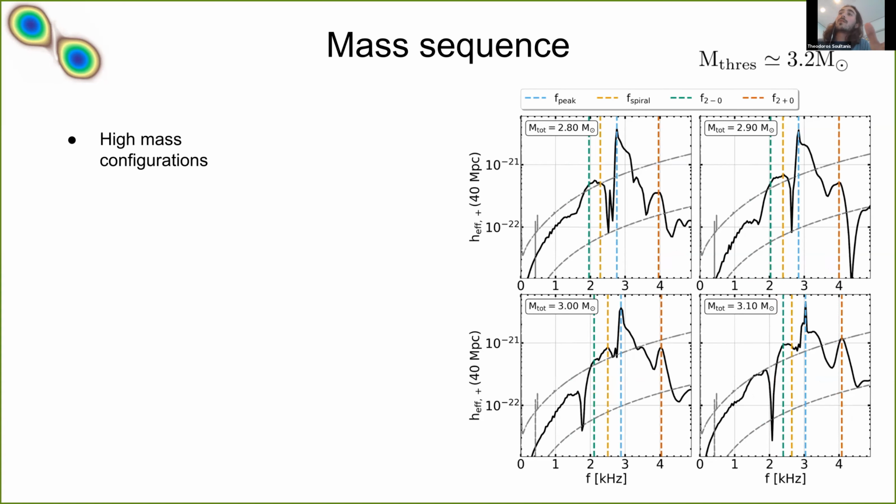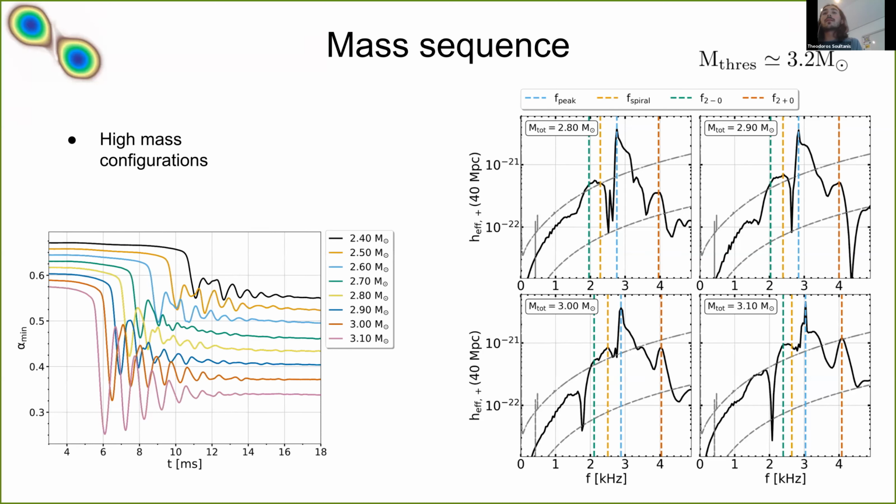However, this is not the case in the high mass configurations. So the more mass we have in the system, the stronger this radial pulsation is excited. This means that also the coupling is stronger, and therefore these secondary components are now comparable to F spiral.